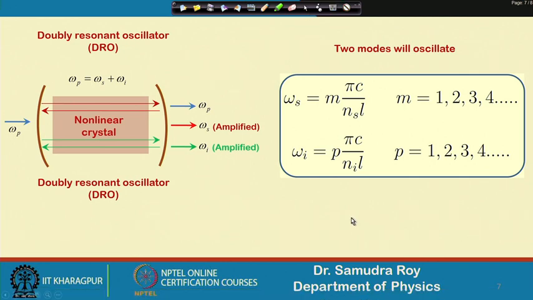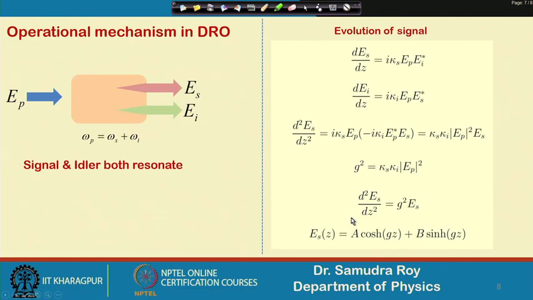So the next thing that we are going to find is the operational mechanism in DRO. Let us understand the left hand figure, what we are showing. Once the pump is launched here, the signal and idler are generated. Pump is launched and signal and idler are generated.